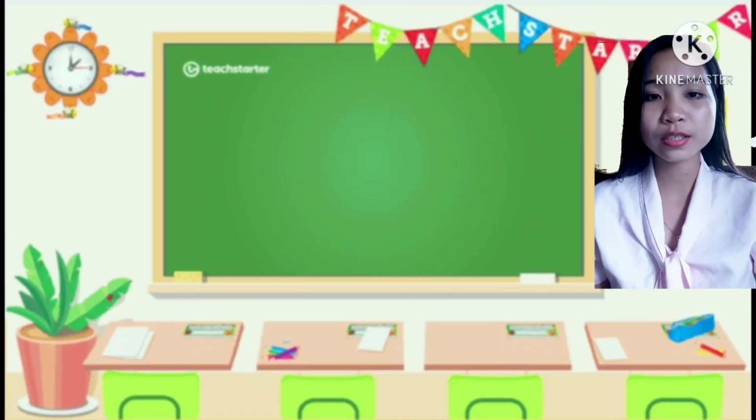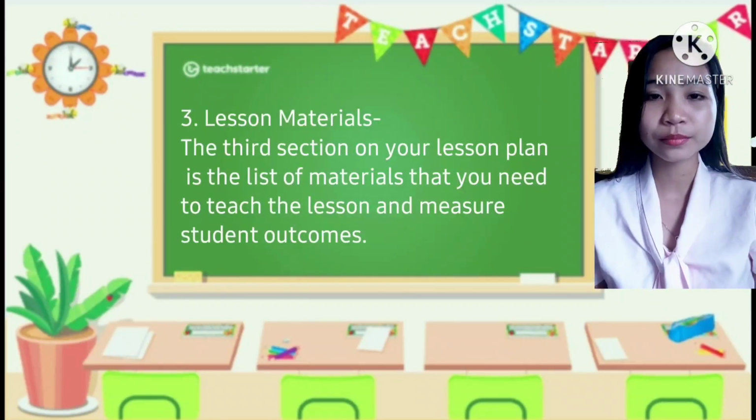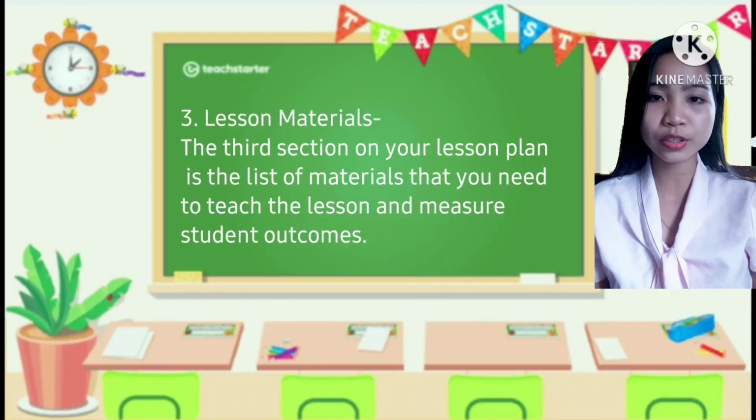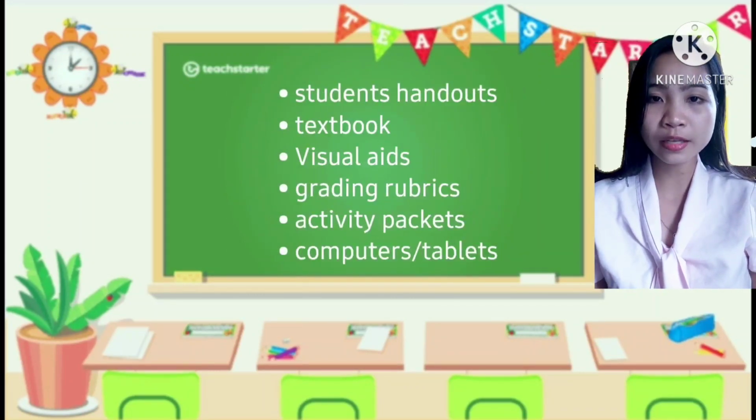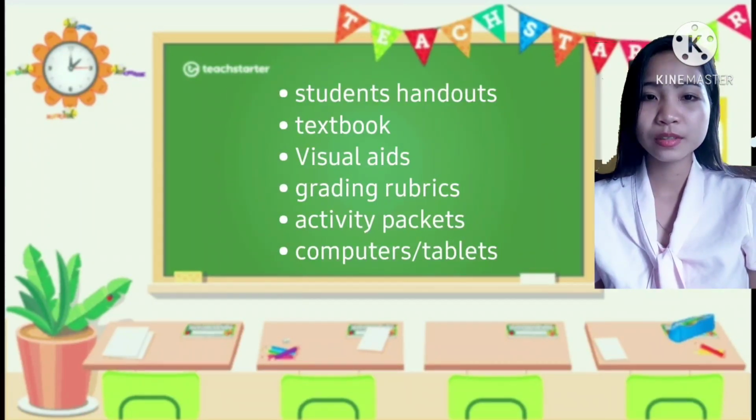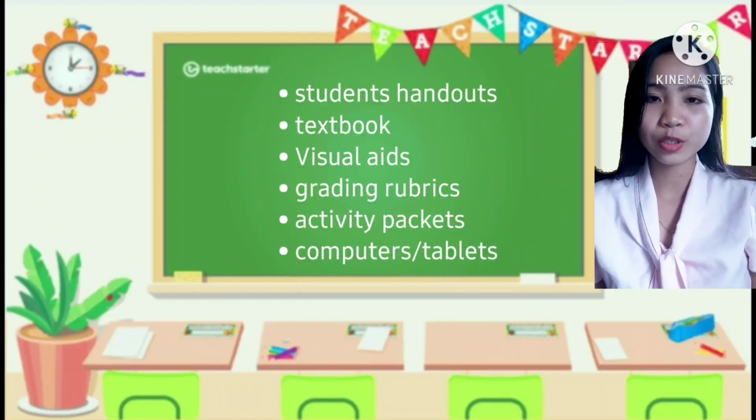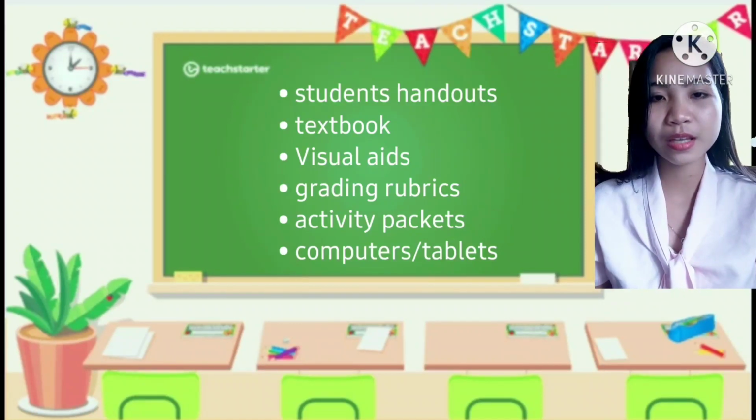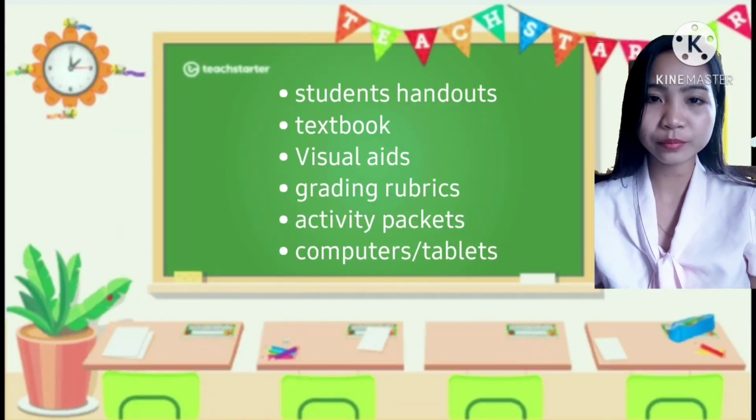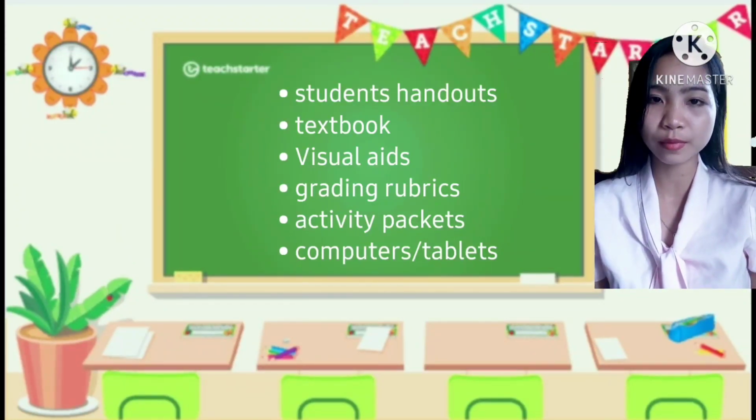Third component is the lesson materials. The third section on your lesson plan is the list of materials that you need to teach the lesson and measure student outcomes. Common types of lesson materials include students' handouts, textbook, visual aids, grading rubrics, activity packets, and computers or tablets.